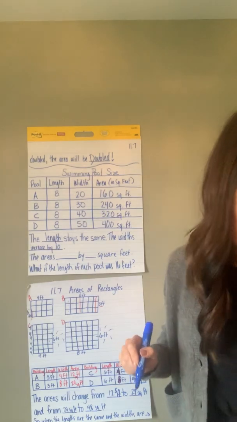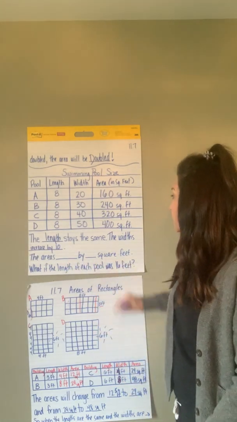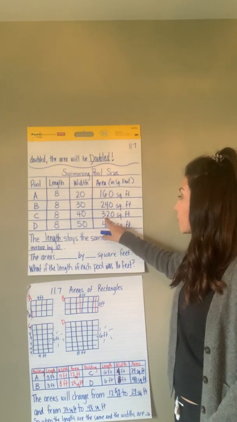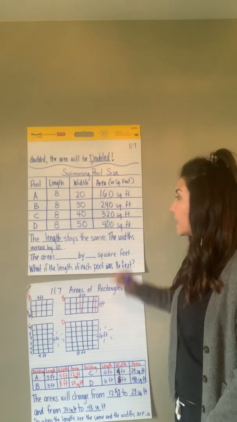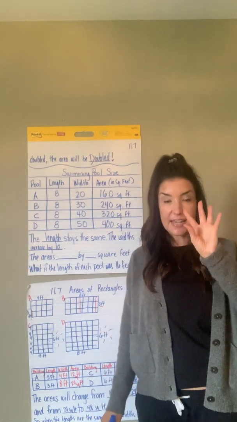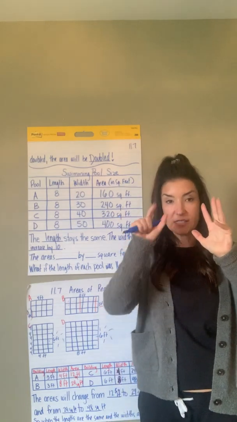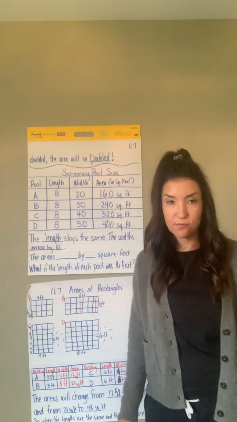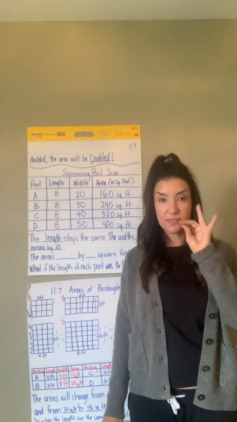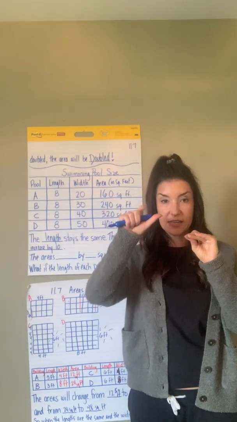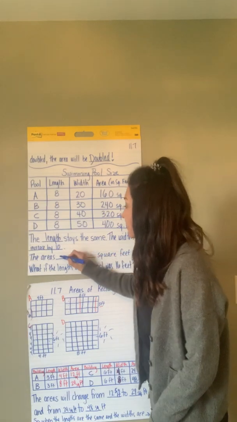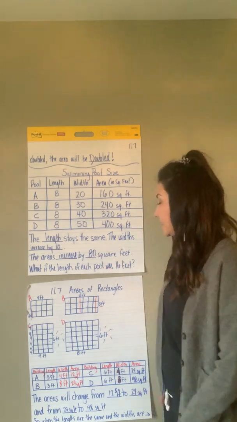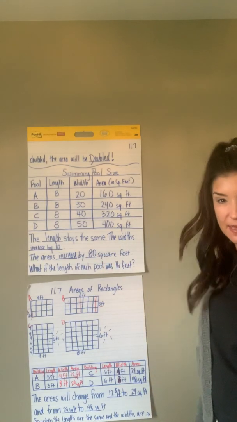The areas are increasing by how many square feet? So we go from 160 to 240, 240 to 320, 320 to 400. Well, let's see. 160, 170, 180, 190, 200, 210, 220, 230, 240. That's 80. Let's try another one. Start at 240 and go to 320. 240, 250, 260, 270, 280, 290, 300, 310, 320. I see a pattern here. The areas increase by 80 square feet. Do you see that pattern?